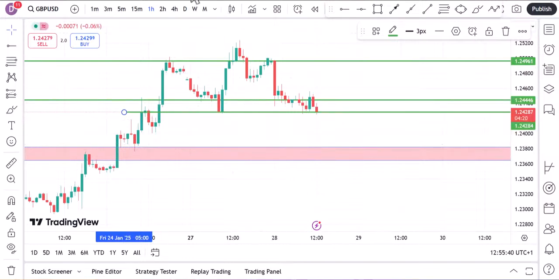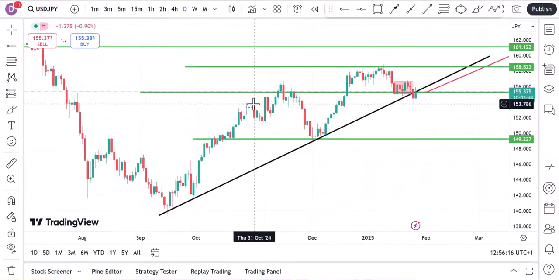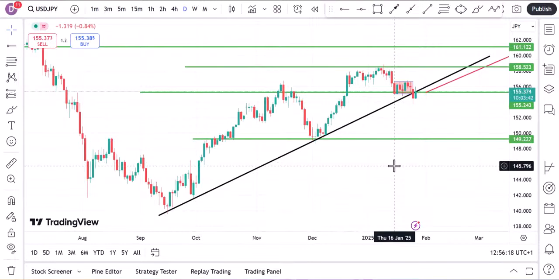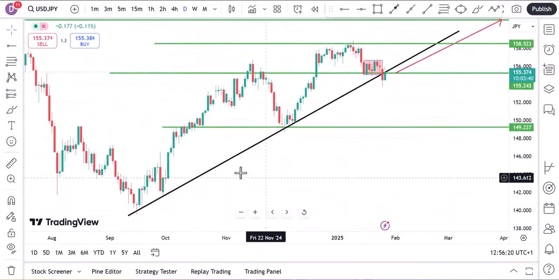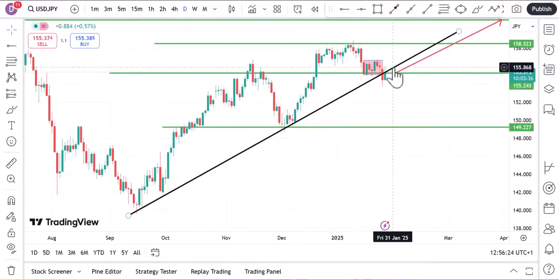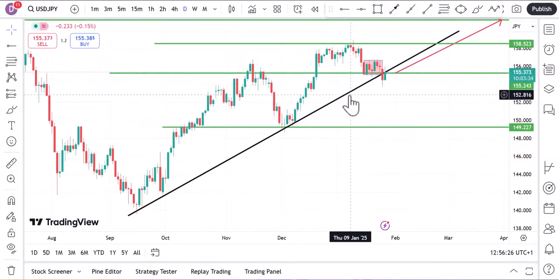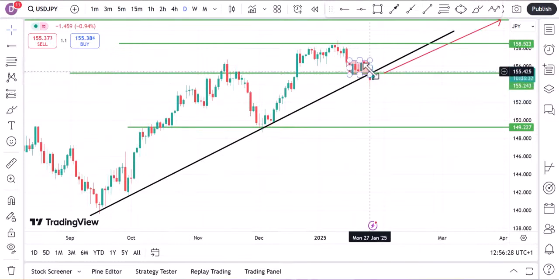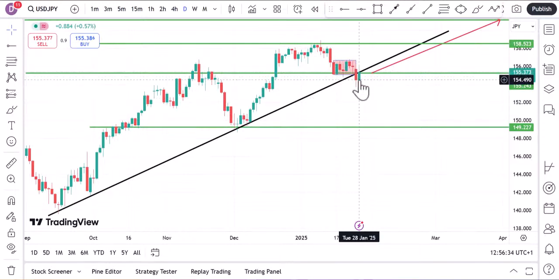Now let's look at another pair, USD JPY. So we drew this line during our weekly outlook because I told you guys that this is very, very important for us. Okay, and you can see the way the candlestick tried to close below the trend line. Okay, tried to close below the trend line. This is the daily time frame.